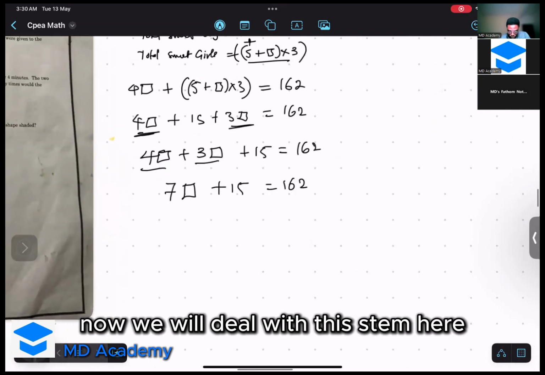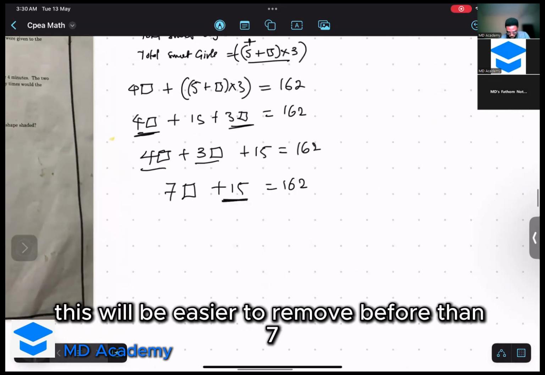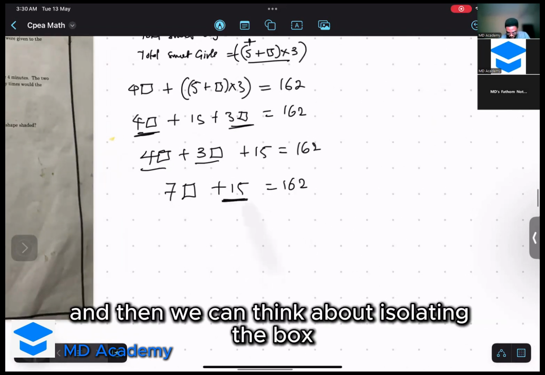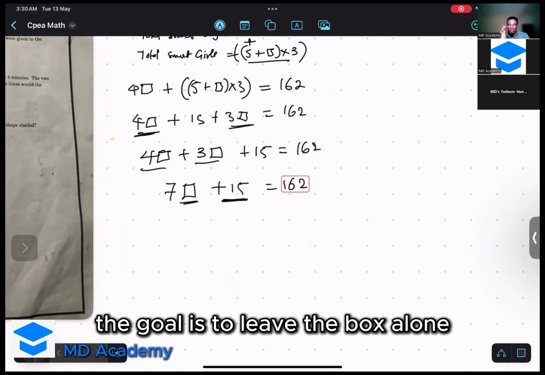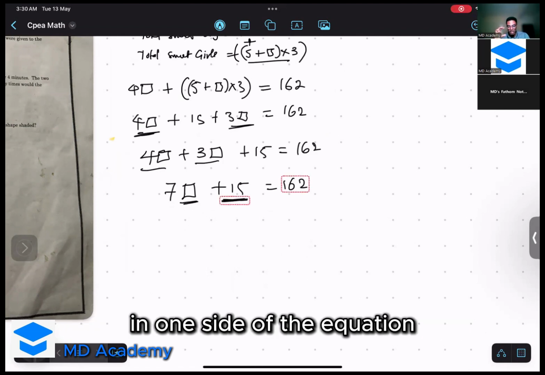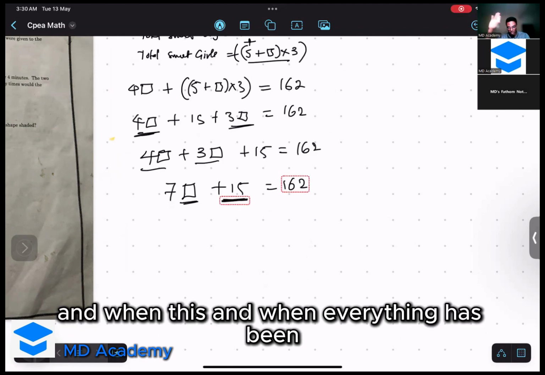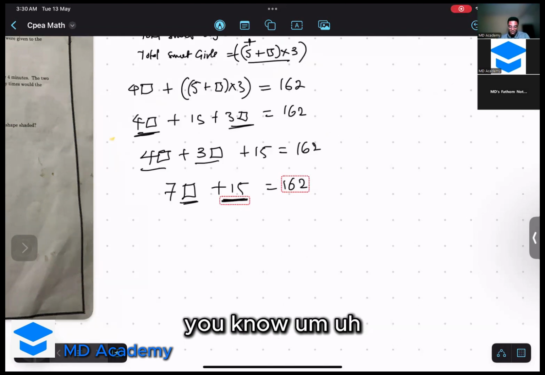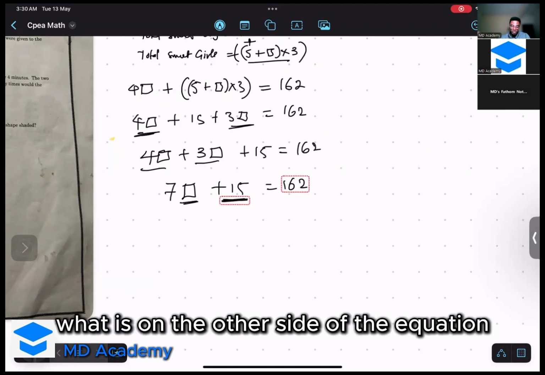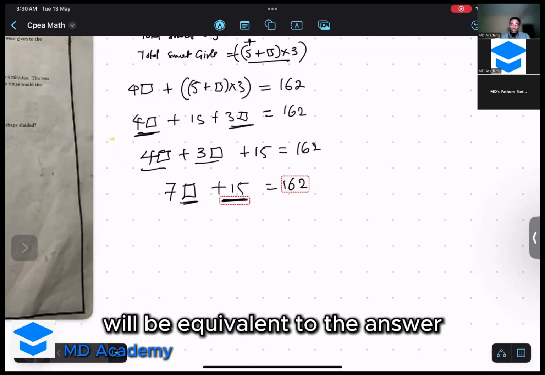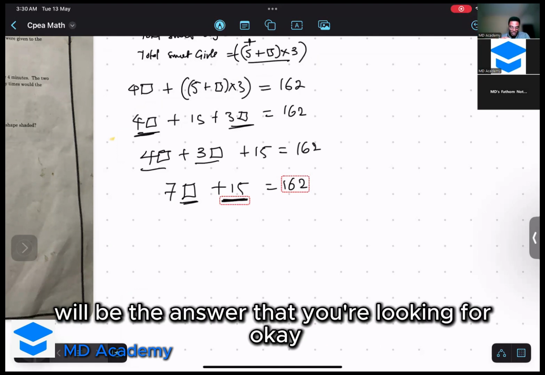Now, we will deal with this term here. This will be easier to remove before the 7. Let's deal with this, and then we can think about isolating the box and leaving it alone. Because again, the goal is to leave the box alone on one side of the equation. And when everything has been said and done, what is on the other side of the equation will be equivalent to the answer that you're looking for. Okay, now how do we do this?